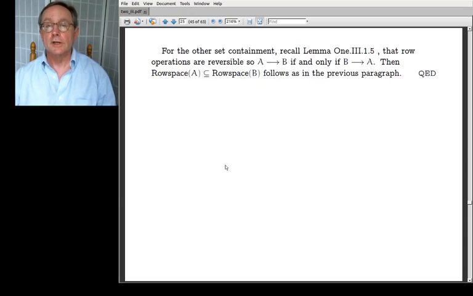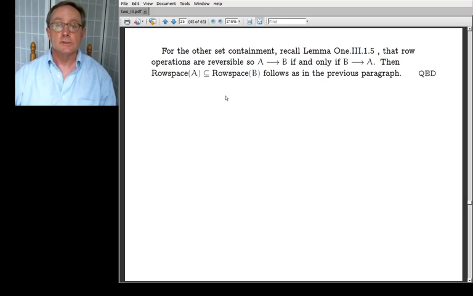And for the other containment, that the row space of A is a subset of the row space of B, remember that all of the Gauss's method steps are reversible. So if you have A connected to B by a sequence of Gauss's method steps, then you have B connected to A by just the reverses. So you get exactly the reverse containment until you're done.